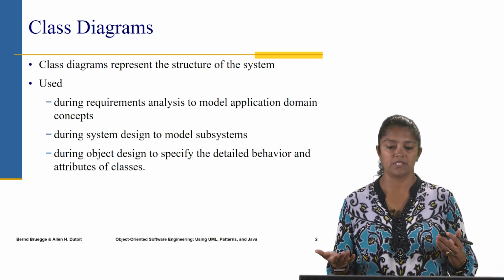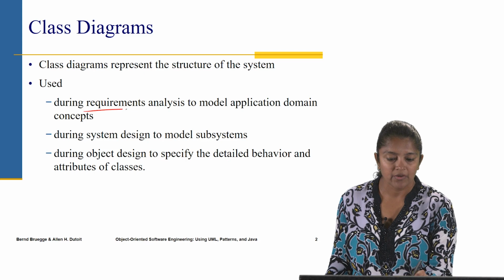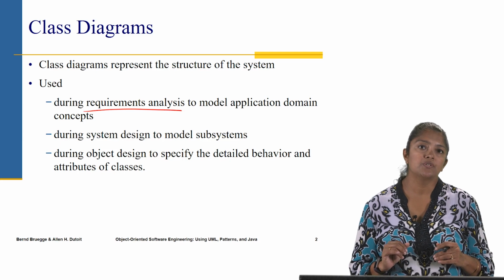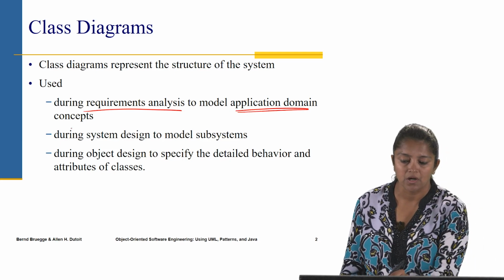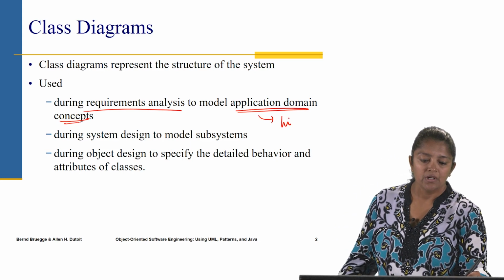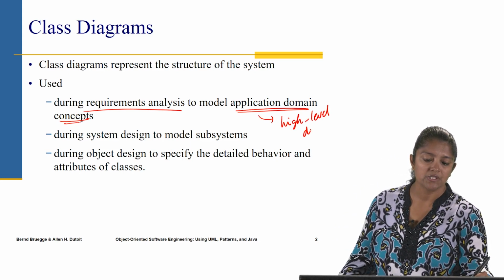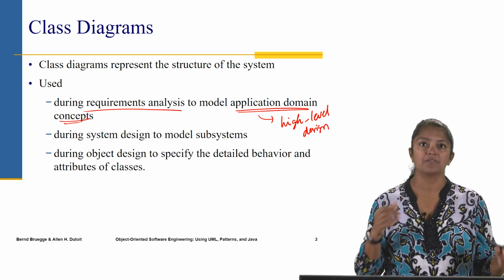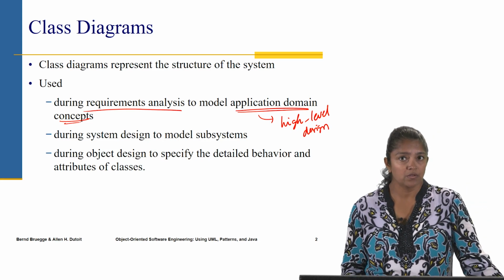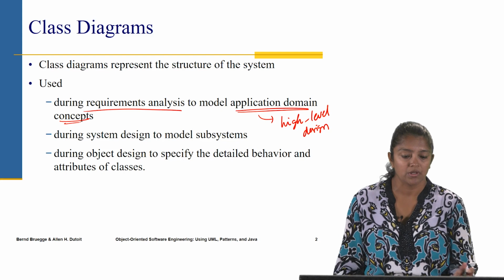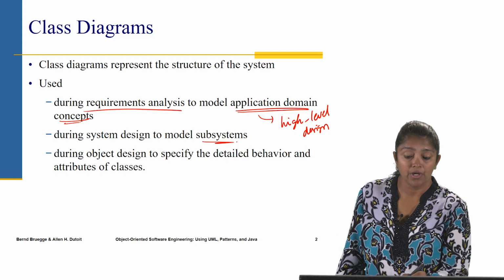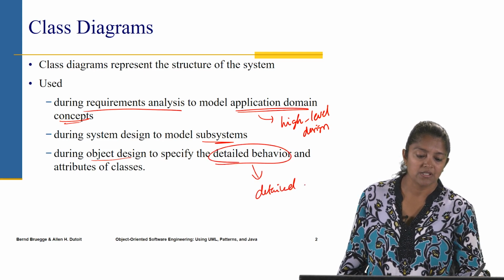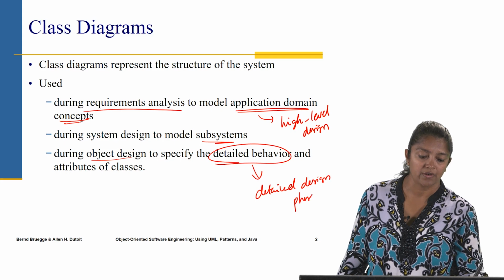Typically these diagrams are used during the requirements analysis phase of the software development life cycle, and they're used to model the application domain concepts. The idea is to create a high level design of the system by thinking of the high level objects in the application domain. It can also be used during system design to model subsystems, as well as during object design, wherein detailed behavior is specified. So this is the detailed design phase of software development.